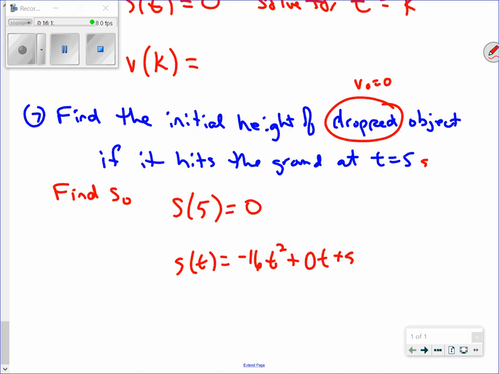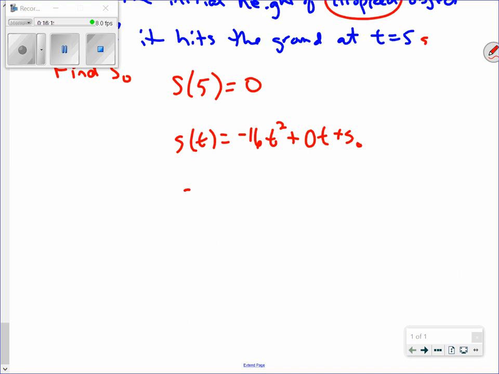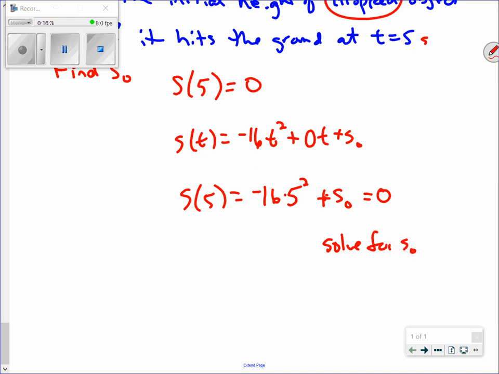And you do not know this. You set that up and set it equal to, so S of 5 would be negative 16 times 5 squared plus S of 0. My 5's and my S's look alike. That's dangerous. And then set that equal to the ground, and you would be able to solve for S of 0. So a lot of this is about translating what is the information that's been given to me, and how can I use that along with these 3 set equations to figure out what I'm looking for.